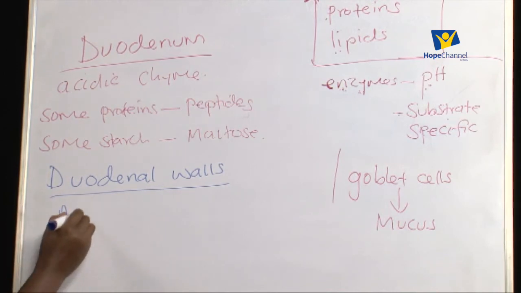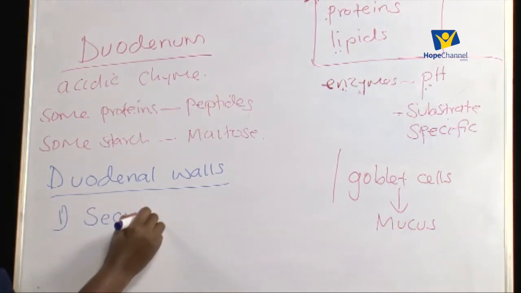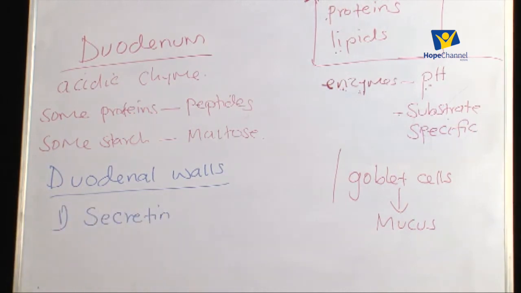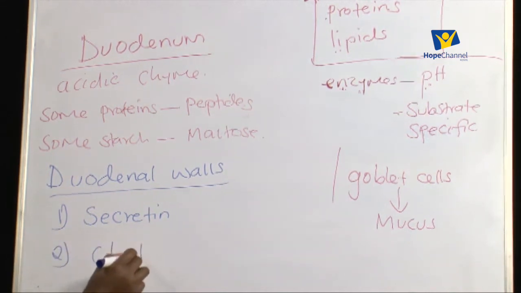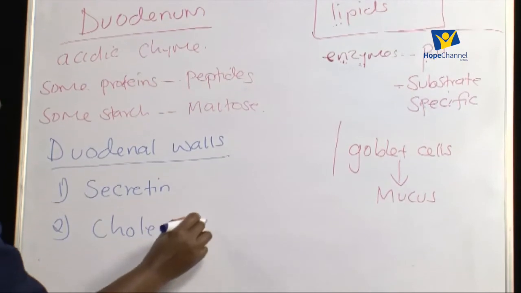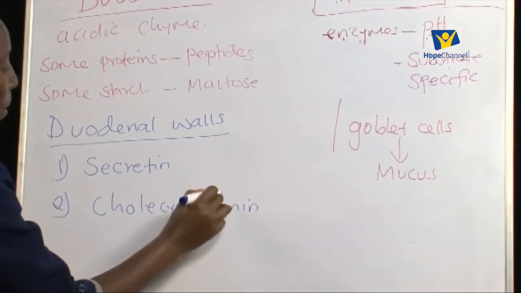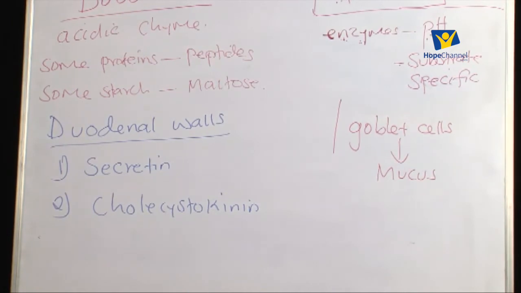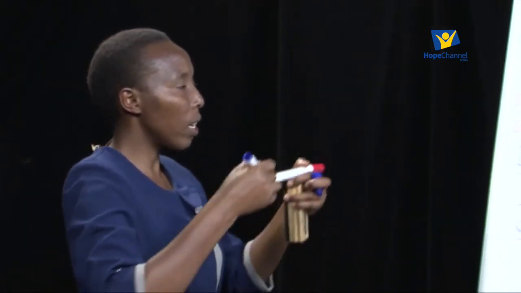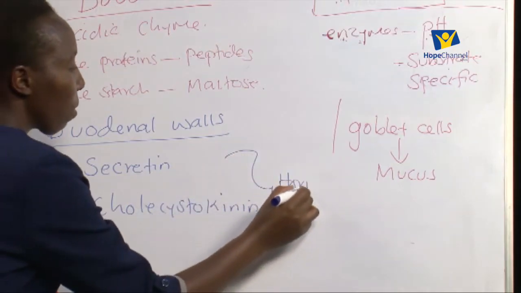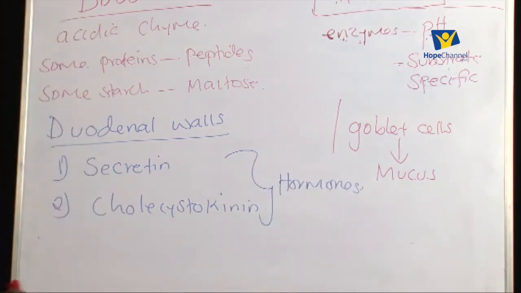The first hormone we have is secretin. And the second hormone that we have, we call it cholecystokinin. There are two hormones that are produced by the duodenal walls. The moment the acidic chyme gets into the duodenum, the duodenal walls are stimulated to secrete these two hormones, and each hormone has its own role.